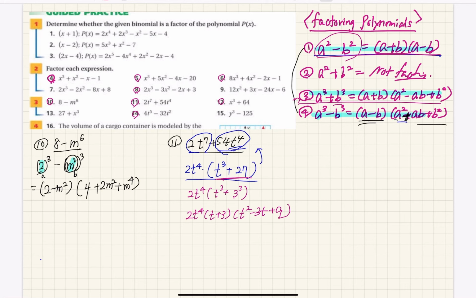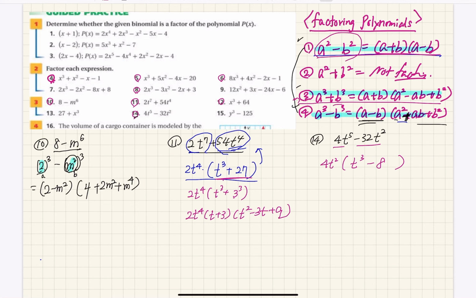And then let's try one more question. Number 14: 4t to the fifth power minus 32t to the second power. I don't think we can use one of these three special case rules for factoring, so let's factor by using the greatest common factor. The greatest common factor of these two terms is 4t squared. So take 4t squared out, and inside the parentheses you put the remaining terms: t to the third power minus 8.